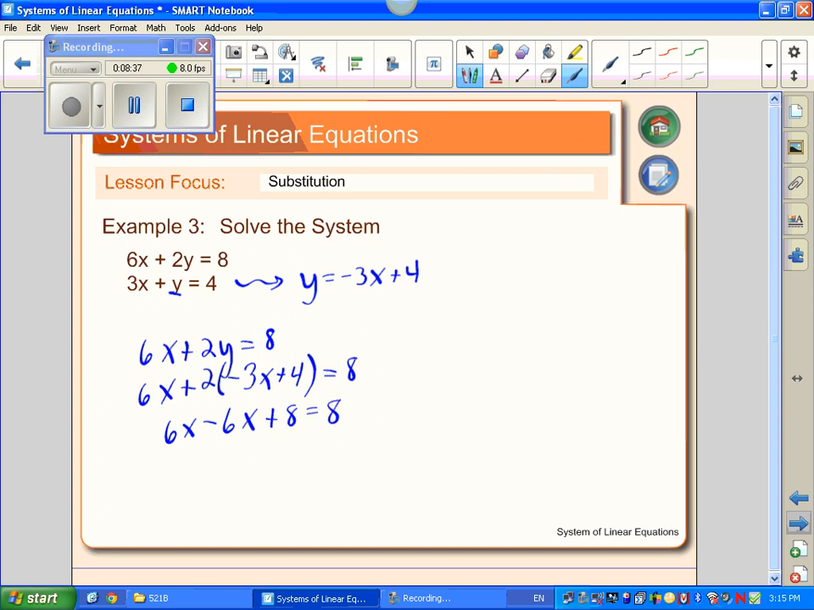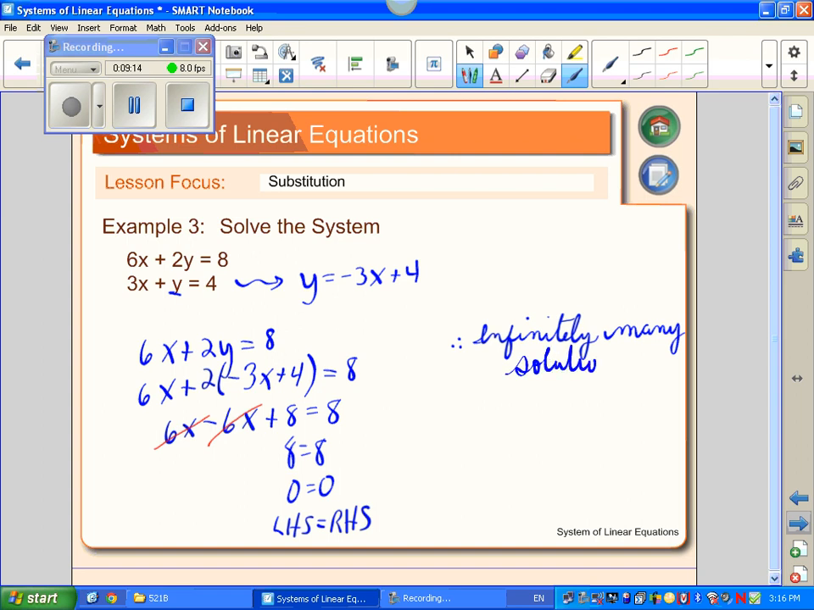Something strange happened. The x terms cancel out, and I am left with 8 equals 8. And if I subtracted 8 from both sides, I get 0 equals 0. I have my left-hand side equal to my right-hand side. And this is a special case. This is telling me, therefore, that there are infinitely many solutions. All the points are common.